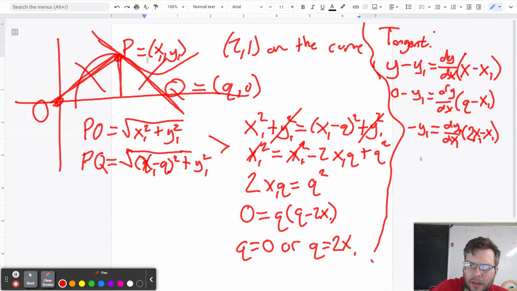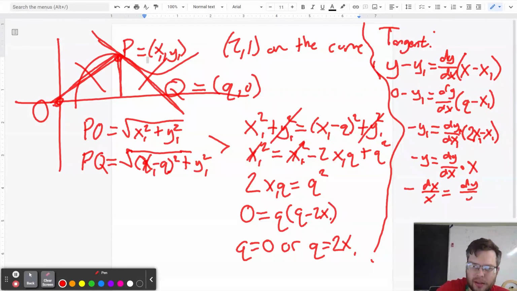Negative y, I'm just going to write it without the subscripts because they're a little annoying, times x, 2x minus x. So I can separate my variables here. I'm going to divide by y and divide by x and multiply by dx. So I think I end up with something like this. Negative dx over x equals dy over y. Integrate and integrate. And let's see what happens.